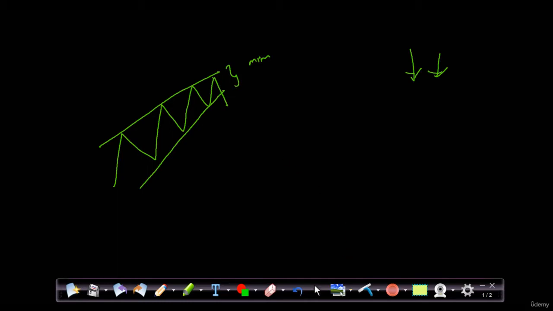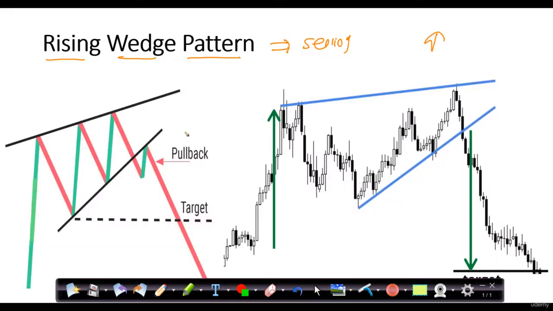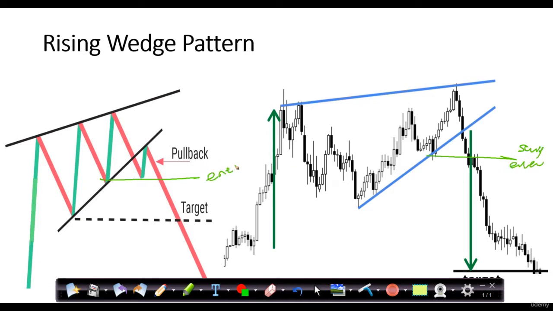Now, how to make an entry? If you check the example here, after the trend line breakout you can wait for the retest, and after the retest you can enter here. Or the second chance is to just mark this last swing. This is the swing; enter at this position.